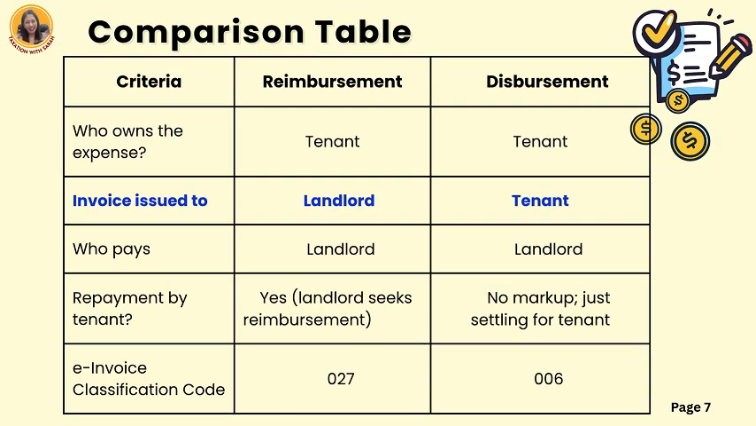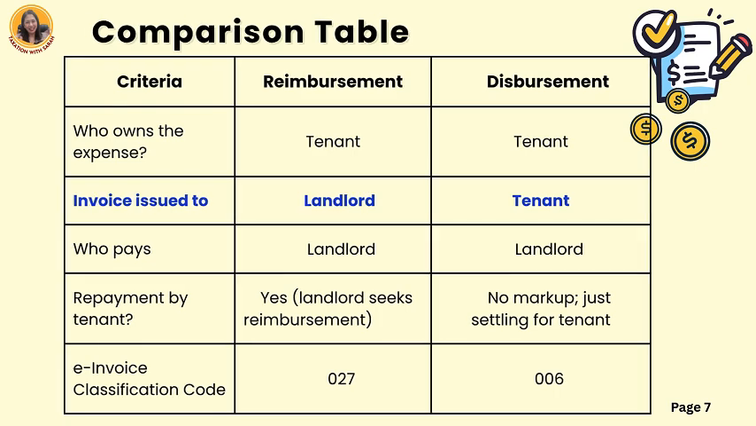Comparison table. In reimbursement, the landlord pays and gets repaid later. Invoice is issued to the landlord. The e-invoice classification code is 007. In disbursement, the landlord pays on behalf of the tenant without markup, invoice is to the tenant, and the e-invoice classification code is 006.